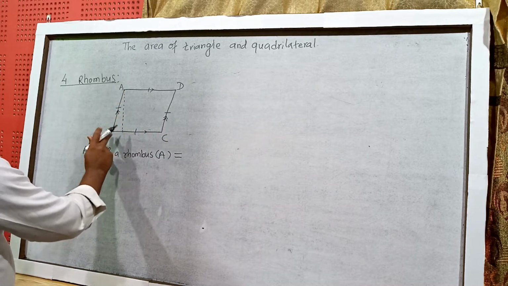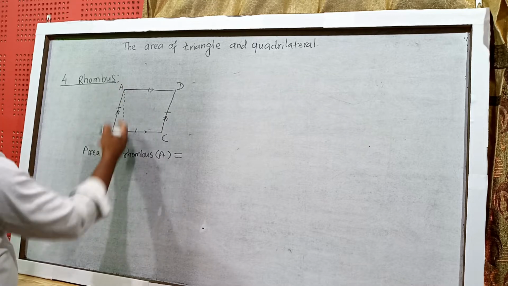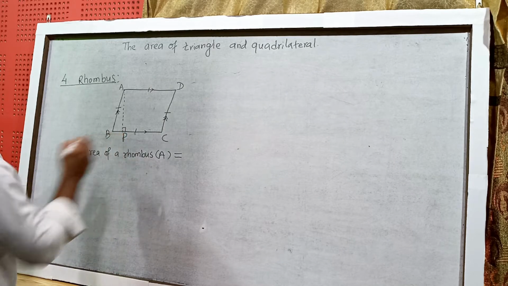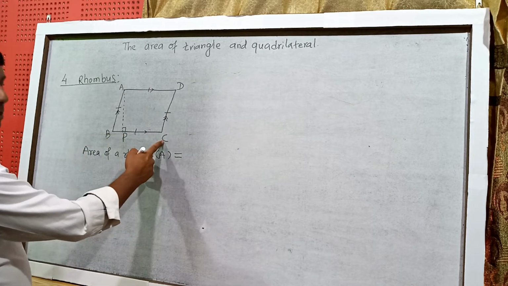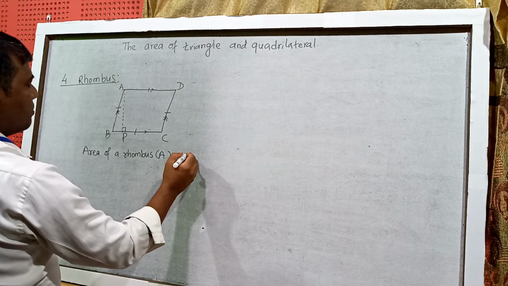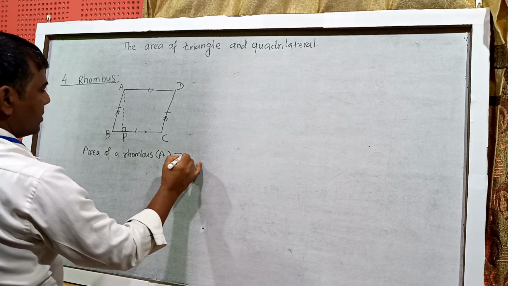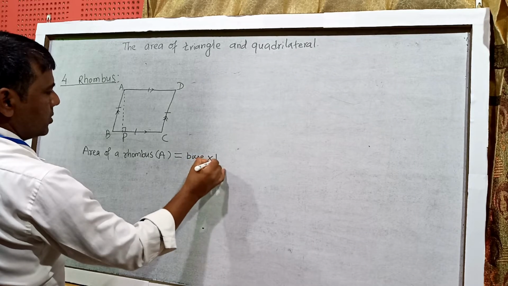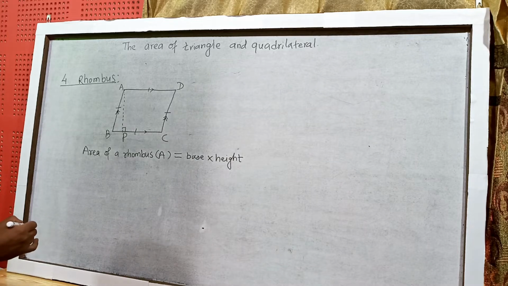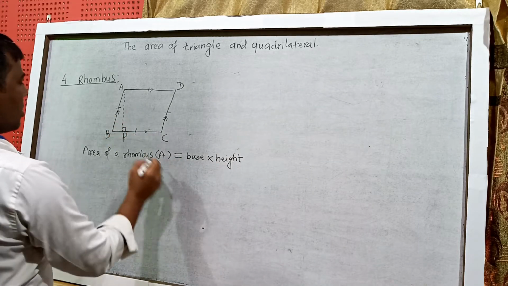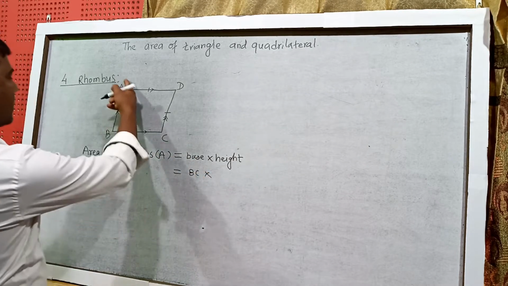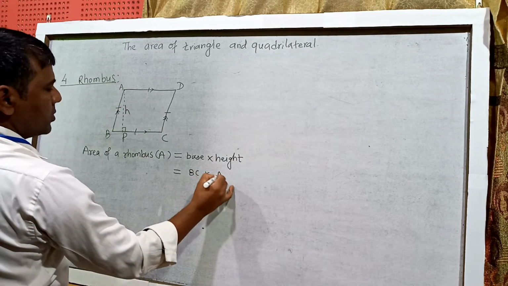So the base is BC. If we draw the perpendicular from A to BC, AP is the perpendicular, and BC becomes the base. It is a parallelogram, so its area is base into height. In this rhombus, BC is the base and the height is AP, so the area is BC into AP.